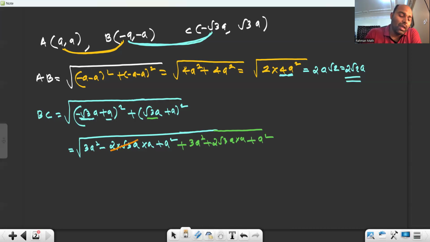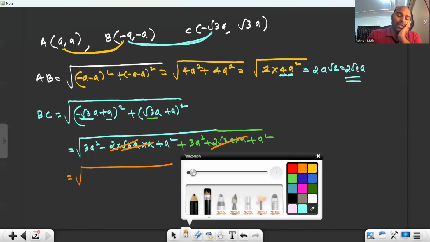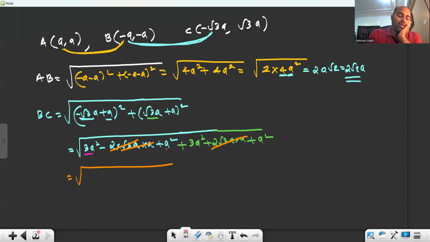Now 2 root 3 a into a, this entire term and this entire term you can cancel. Now what is the balance? 3a square plus a square. What is the balance you see? 3a square plus a square, 4a square. 4a square plus 3a square, 7a square. 7a square plus a square, 8a square. You got 8a square.